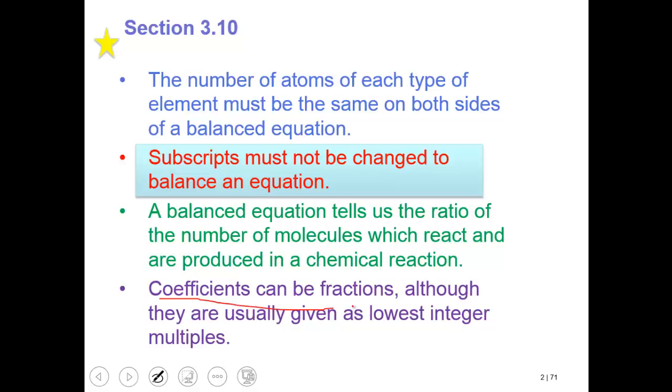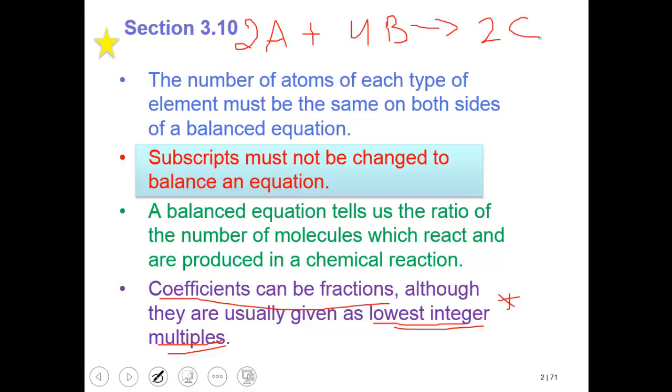And then our coefficients out front can be fractions, but they're usually given as the lowest integer multiples. And that's going to be key in Mastering. When you're balancing an equation, make sure those coefficients out front are the lowest integer multiples. So if you have 2A plus 4B makes 2C, these are not the smallest integer values. We can reduce that to A plus 2B makes C, because we can divide each of these coefficients by 2 and make them smaller. So when we're putting this into Mastering, 1A and 2B's make 1C.